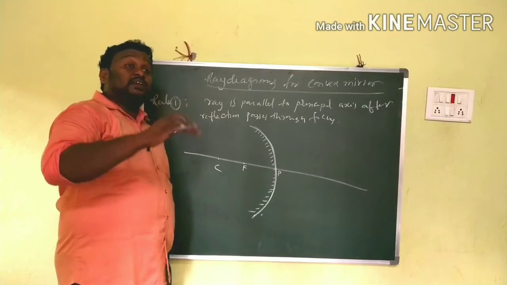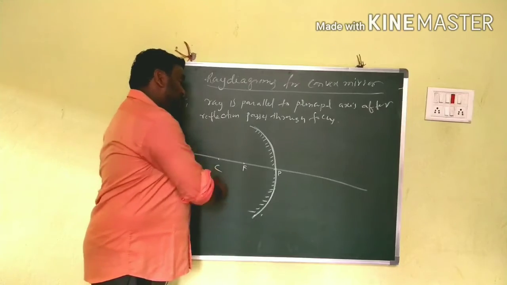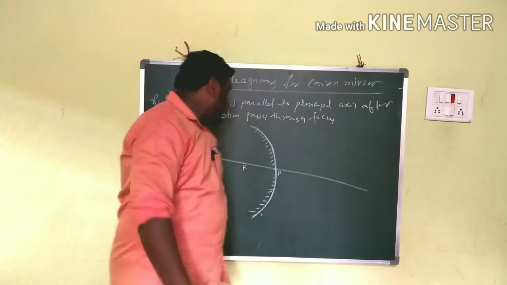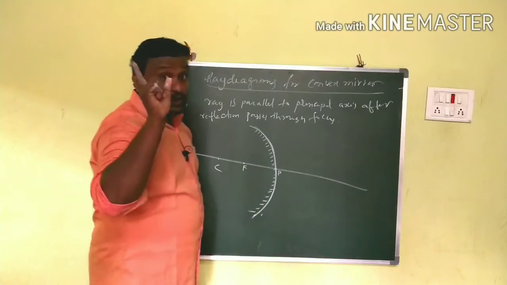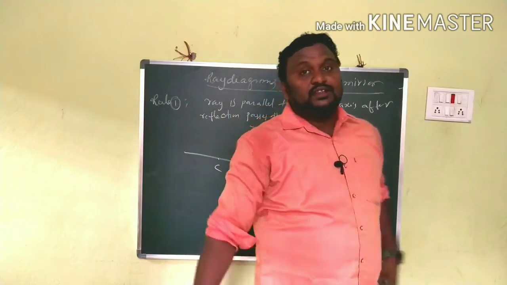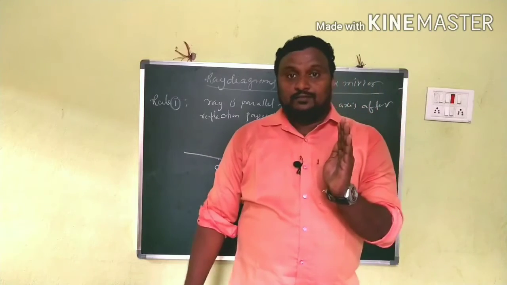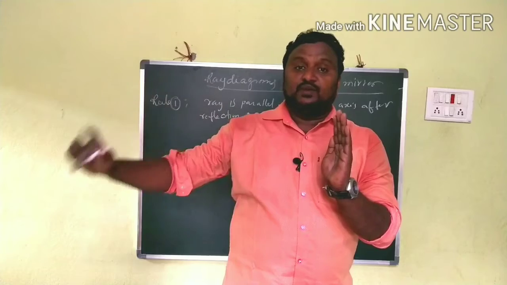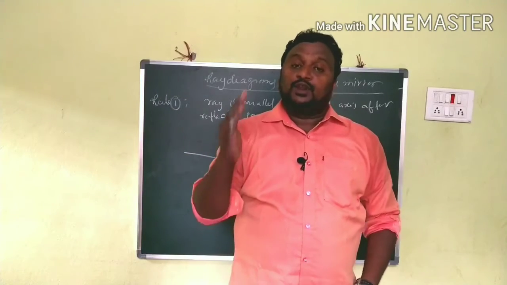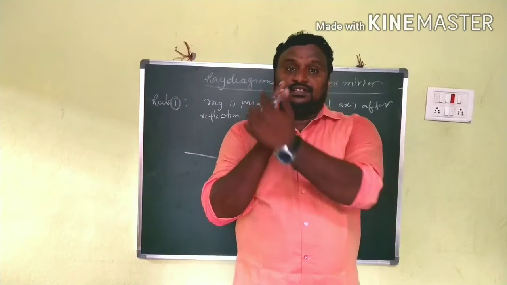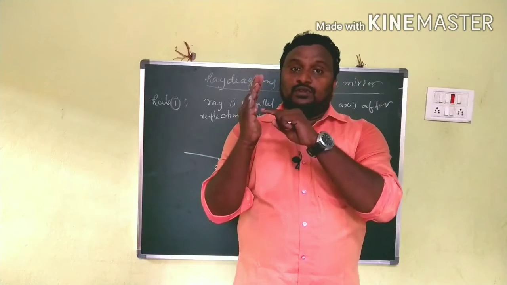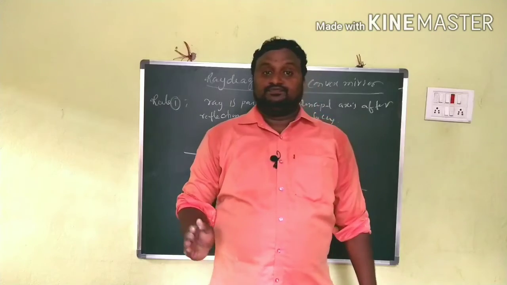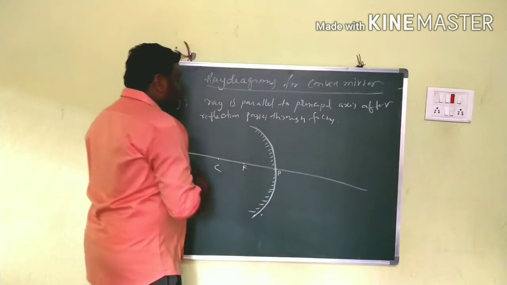For concave mirror, in front of the mirror we can find F and C. For convex mirror, behind the reflecting surface we have F and C. Don't confuse. For concave mirror, in front, this is a concave mirror, this is the pole, focus, center of curvature. Clear? Now for convex mirror, this is the reflecting surface. Pole, focus, and center of curvature. Clear? So the first rule.